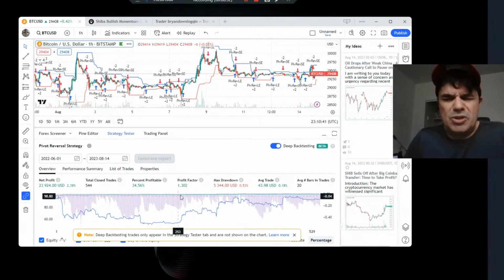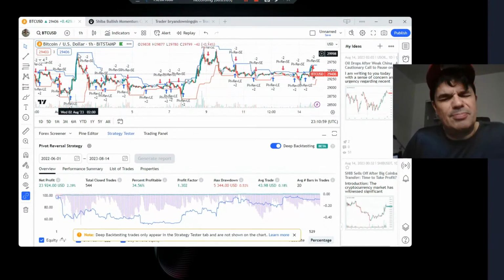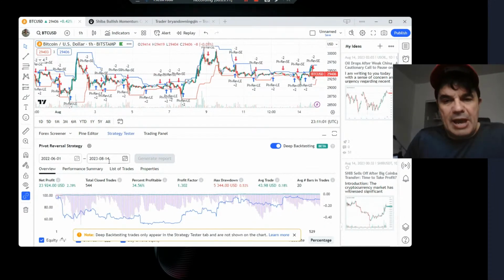So you have to figure out which one's the most important out of these four results. Obviously, the net profit's probably the most useful for you. $44 per trade, and each trade would be 20 bars. So at 1 hour, you're looking at about 20 hours per hold on average. So that's pretty strong. And this is just Bitcoin.